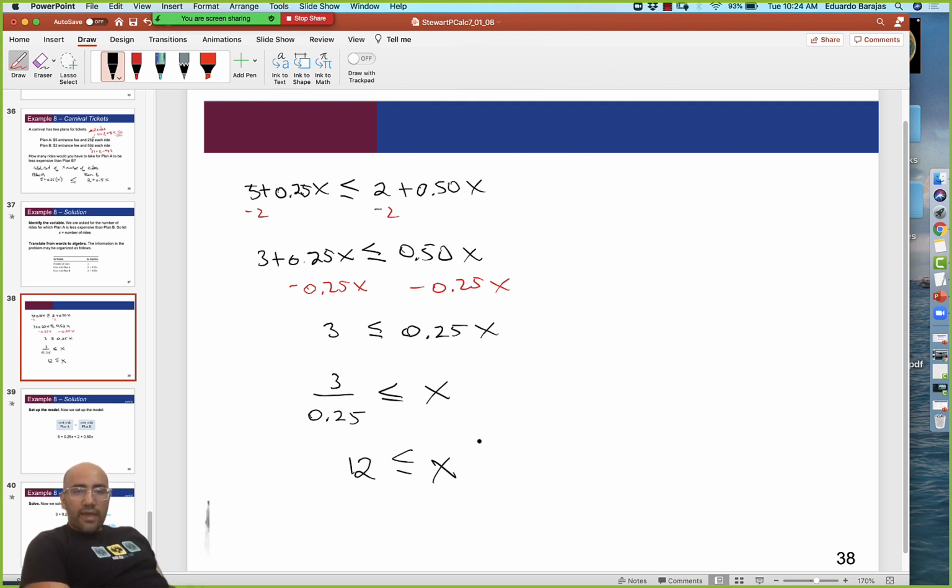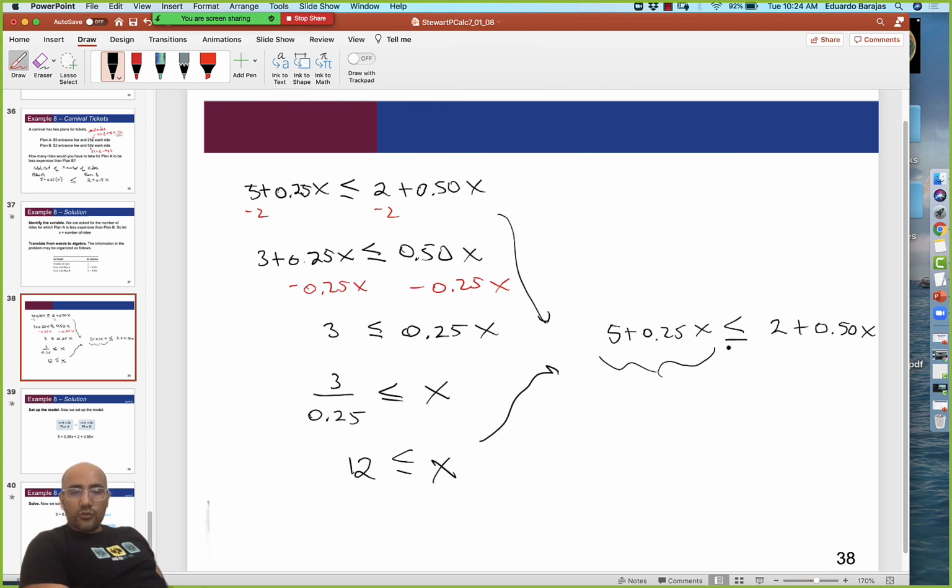So going back to here, we have 5 plus 0.25X less than or equal to 2 plus 0.50X. So at 12, you're going to find that both sides are equal to each other. But when you get larger than 12, 13 rides, 14 rides, 15 rides, you'll start to see that Plan A is cheaper.